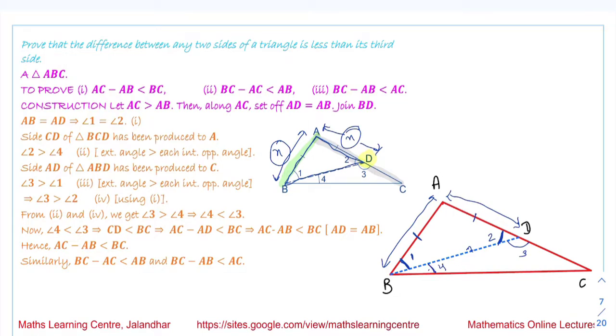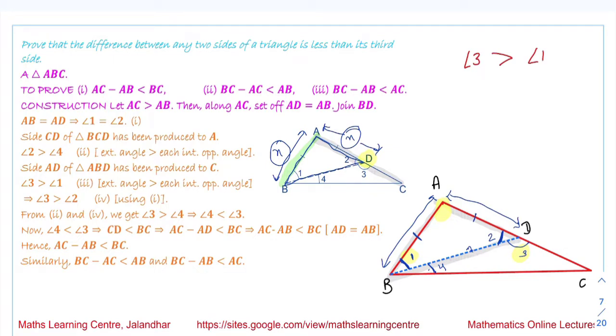So what we get from this is, if we look at the triangle ABD, this triangle we are talking about, what we get is that angle 3 is the exterior opposite angle to A and angle 1. It means angle 3 is greater than angle 1.